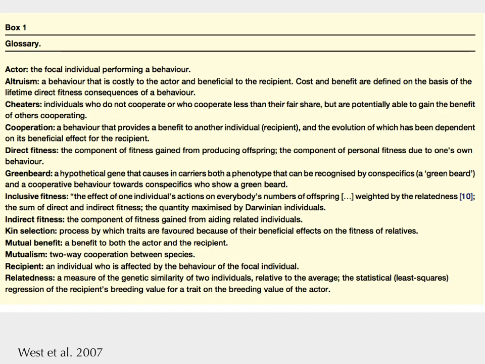Inclusive fitness is direct fitness, how many offspring you have, plus indirect fitness, so the fitness you get from helping relatives. We'll come back to that. Kin selection: selection based on how you help your kin. And relatedness: how genetically similar two individuals are. So what's your relatedness to your sister, assuming you share the same father and mother?